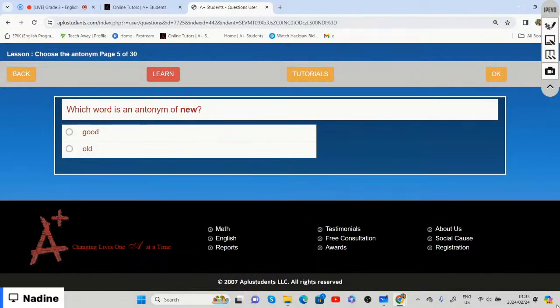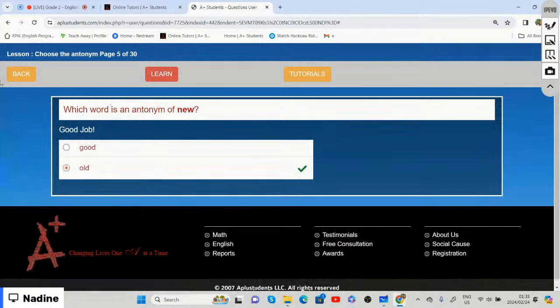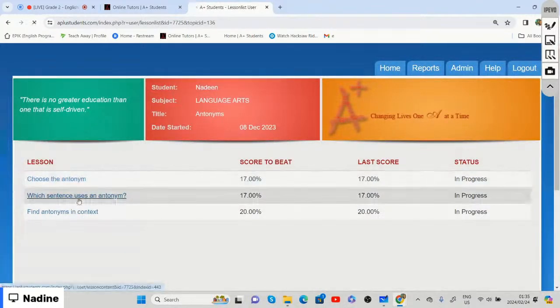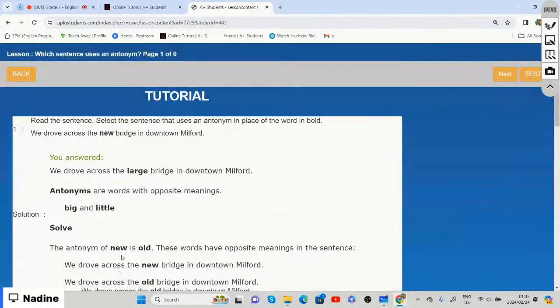All right, so we have new and then we have old. And new and old is correct. All right, so we said antonyms are words with the opposite meaning. So now we're going to look at the antonyms with sentences. So now we need to look at the sentence and then we're going to underline the correct antonym.